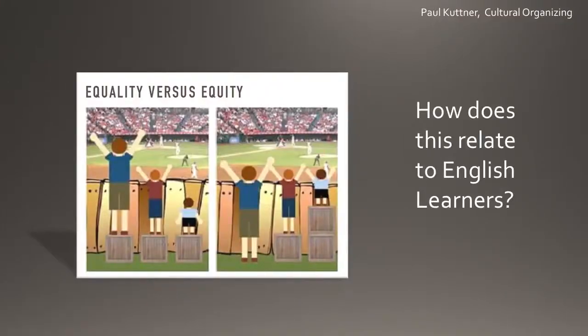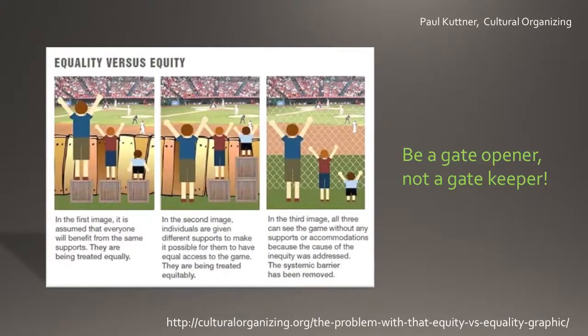Take a moment to look at this graphic and consider how it might relate to English learners. Feel free to stop and discuss. I love this graphic because it so aptly exemplifies the concept of equality versus equity. In the first graphic, equal supports are offered, demonstrating that students are treated equally. In the second image, each student gets customized supports that allows for equal access. Seems like problem solved, right?